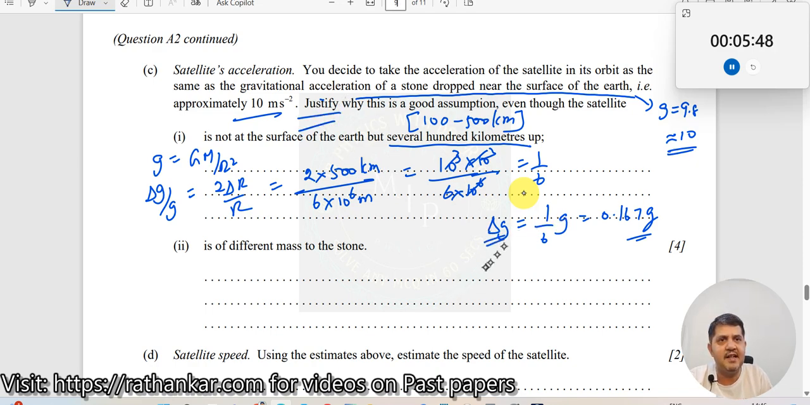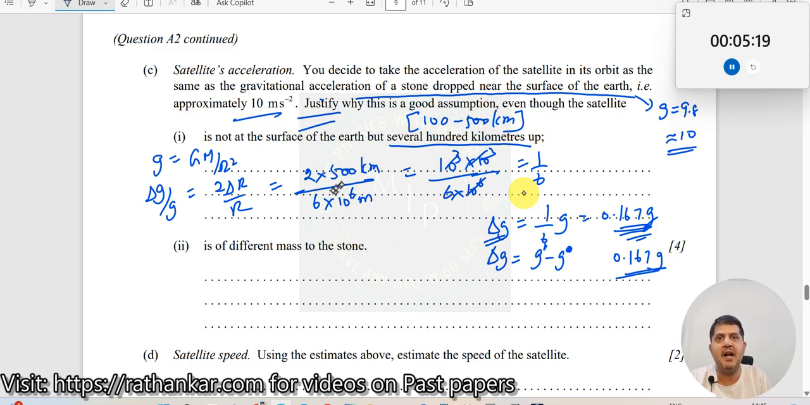Okay, what is this delta g? Delta g is nothing but g minus g dash, or g dash minus g, whatever you take. So if you consider what is delta g over there, it is the change between the gravity that you see there and the gravity that you observe on the earth, which is really very small, of the order of 0.167 times the actual value of g. So even if I take the distance to be 500 kilometers, this is what I get.